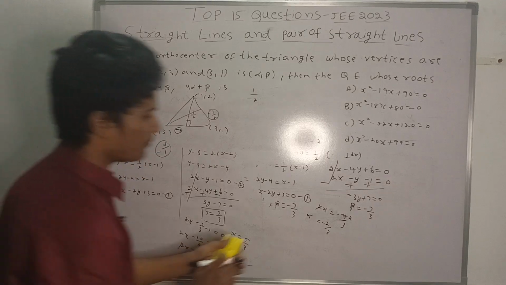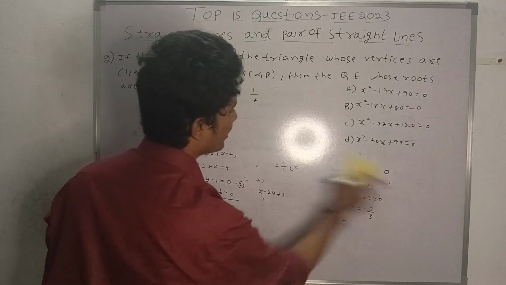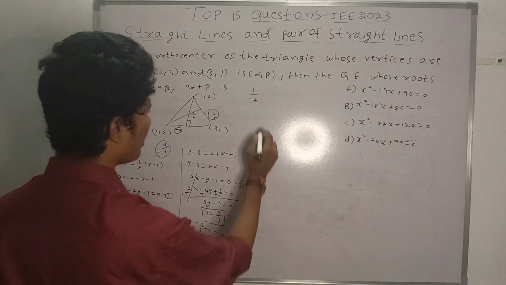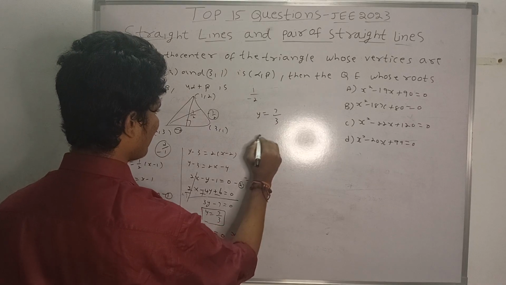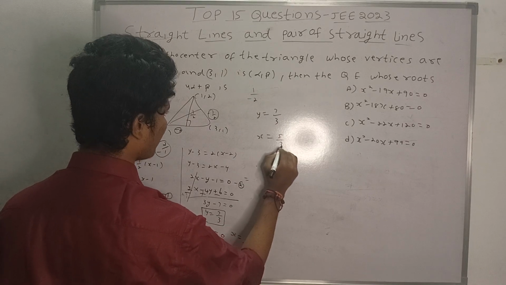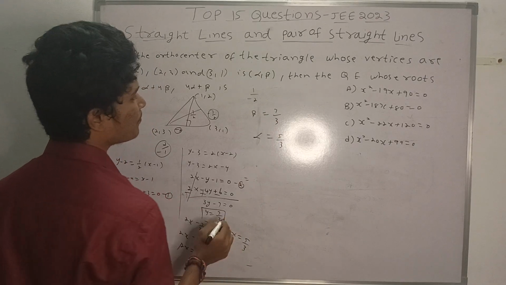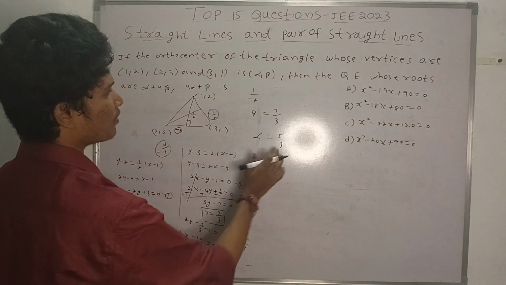So a mistake here will lead to the wrong answer, so you have to check. Now I got y equal to 7 by 3 and x equal to 5 by 3. Basically these x and y are alpha and beta, so beta equal to 7 by 3, alpha equal to 5 by 3.